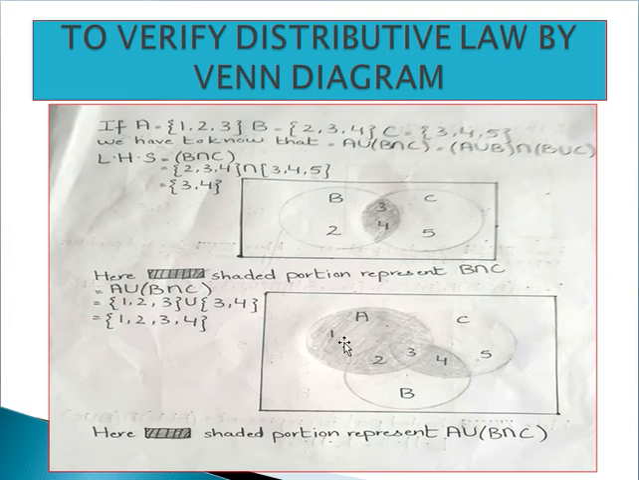A has elements 1, 2, 3. C has elements 3, 4 and 5. And B has elements 2, 3 and 4. Students, these circles are overlapping each other. So it means this shaded portion 1, 2, 3 and 4 shows our result, that is A union (B intersection C).